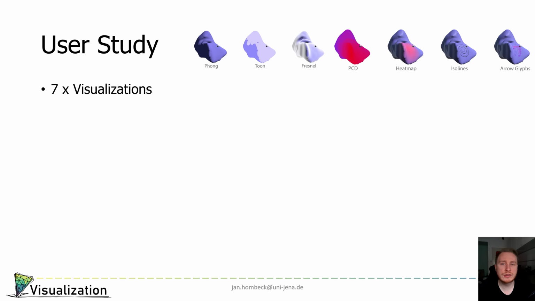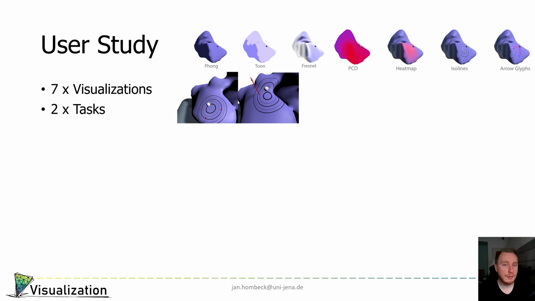With these visualizations in mind, we constructed our user study with constant feedback of medical and visualization experts. In total, we had the 7 different visualizations I mentioned before, which were Phong, Toon, Fresnel, PCD, Heatmaps, Isolines, and Arrow Glyphs. Every visualization is then performed with two different tasks: the previously presented distance and shape estimation tasks.